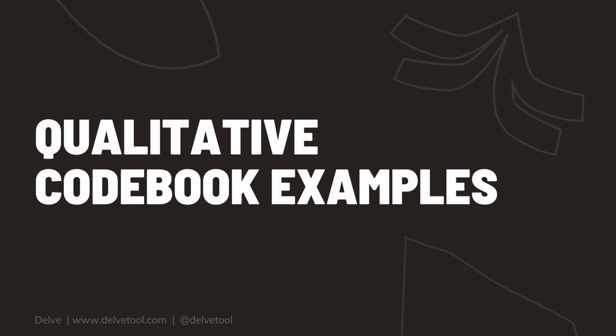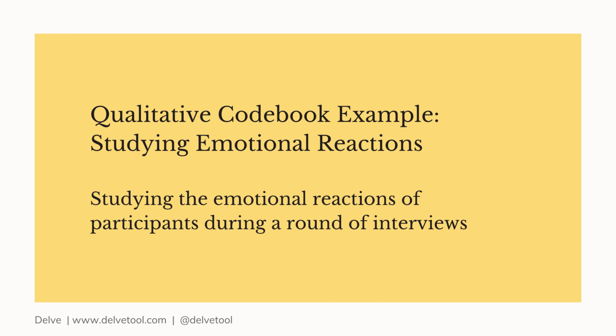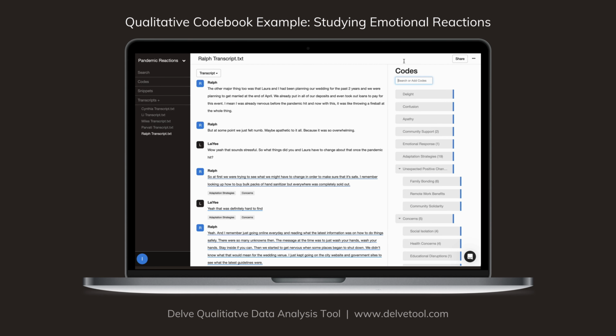Now, let's take a look at a few more codebook examples to tie everything together. First, let's say you want to study the emotional reactions of participants during a round of interviews. As you read through your interview transcripts, you start developing a codebook to capture how people exhibited different emotions during the interviews. Let's say you observe different emotions like apathy, confusion, and delight. You can go ahead and add them to your codebook.